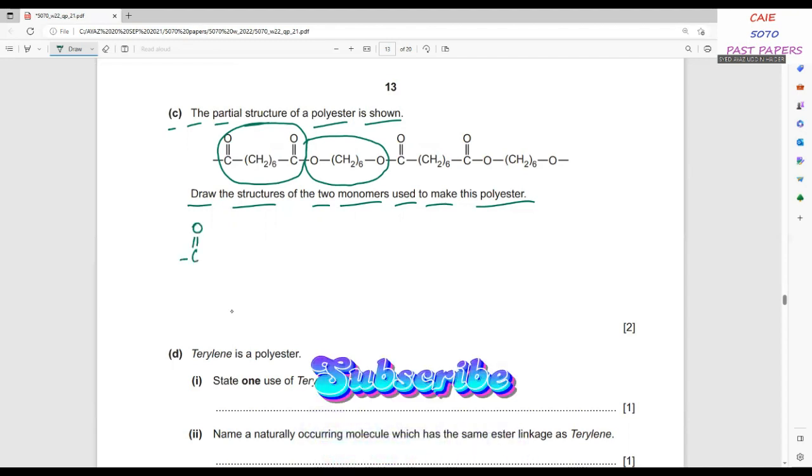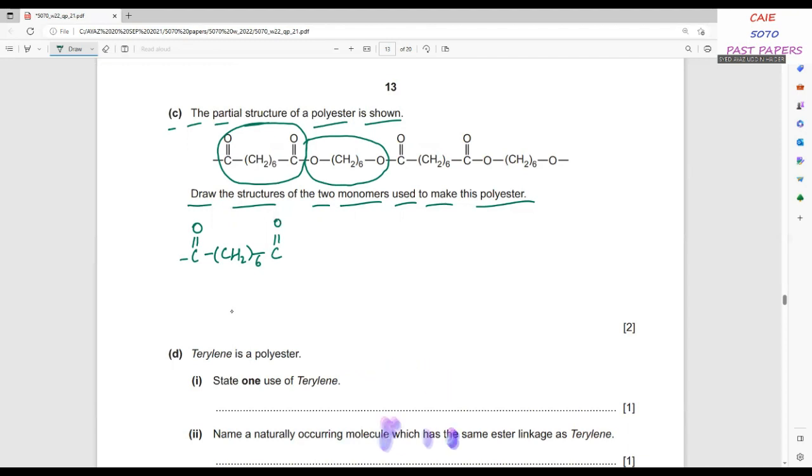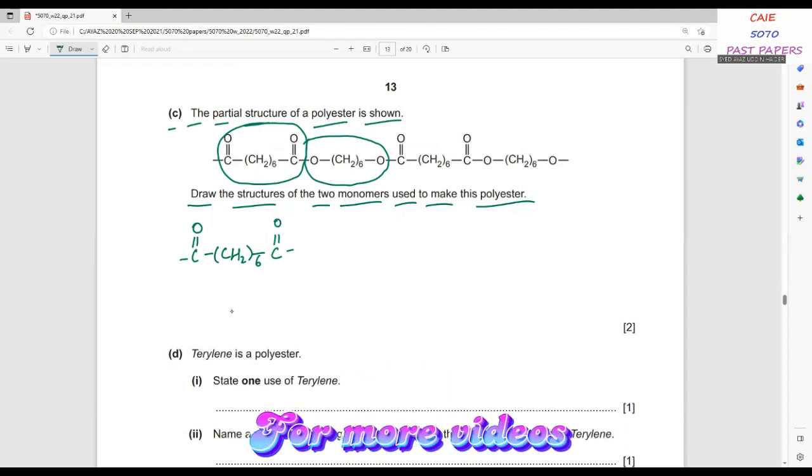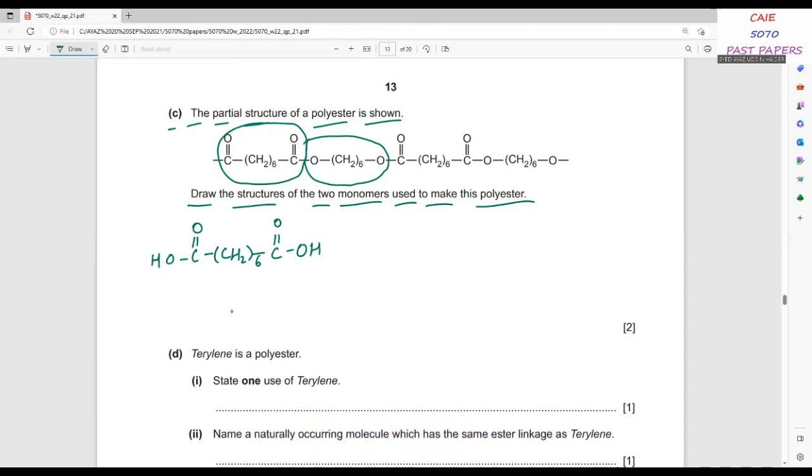C double bond O. CH2 hold 6. C double bond O. It must have OH. And for the other repeating unit, O bond CH2 hold 6 O. You can attach it with H. So this will be the other repeating unit.